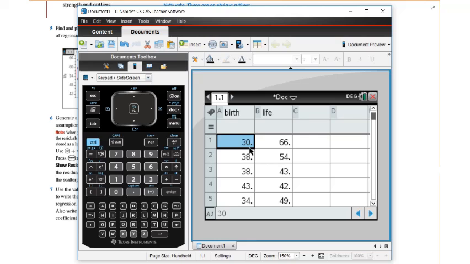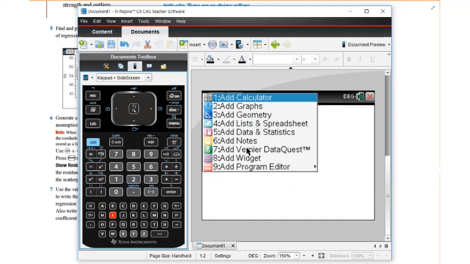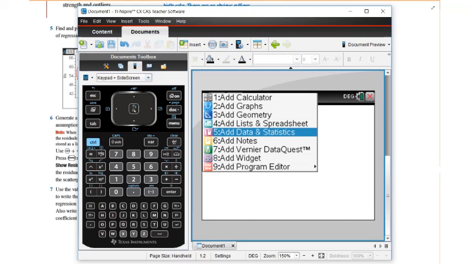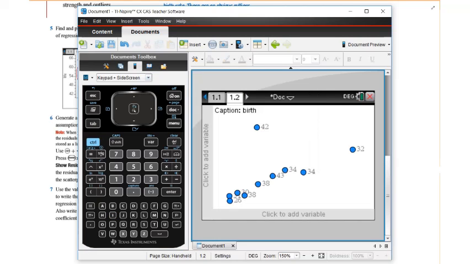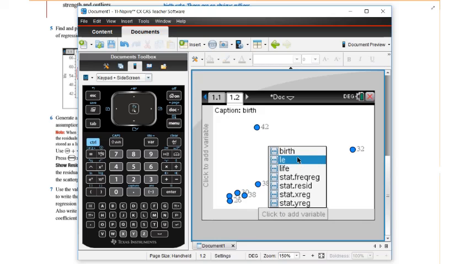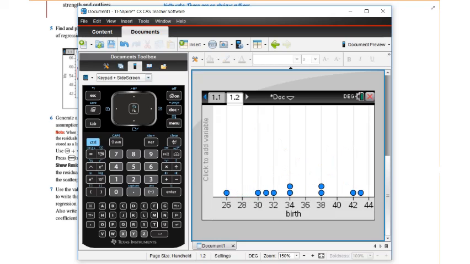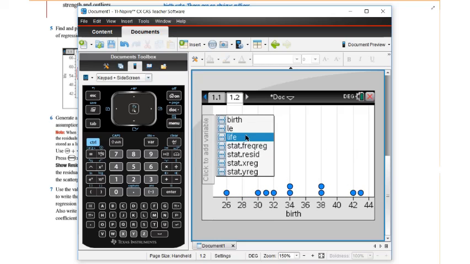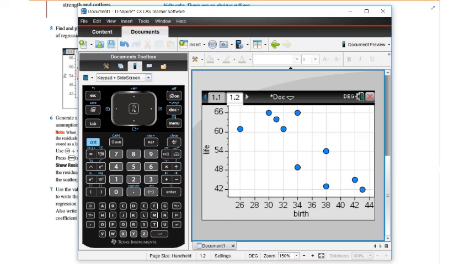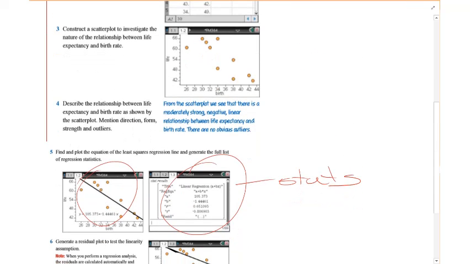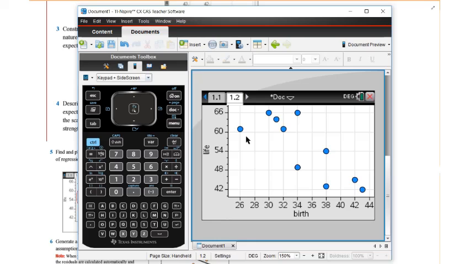So here's my data. Like I said, I put it in. Now I'm going to go Control I. I'm going to go Add in Data and Stats because I want to plot it. I'm going to add variable. And the variable, we had it as birth down on the X. Up here we had it as life. And you see that that's the plot. That's the plot it was shown over here, so you can see what's going on there.